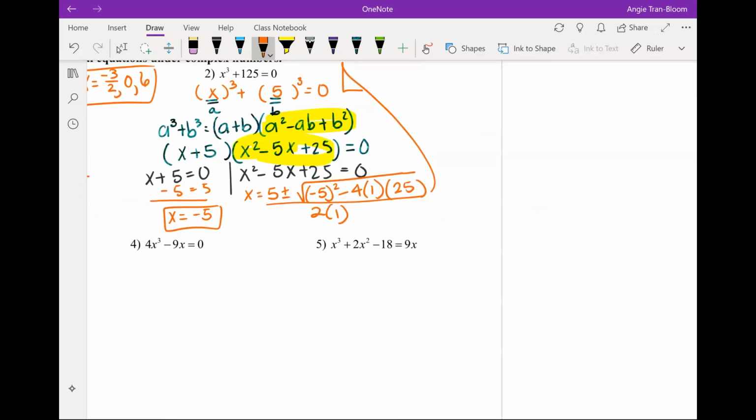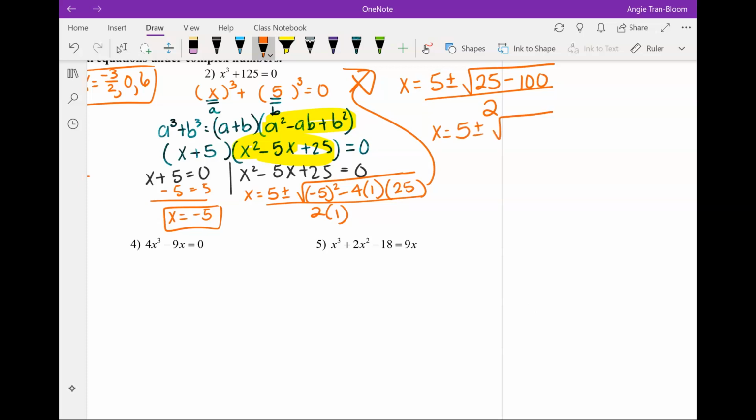Okay. Now we have to slowly work this out. I'm moving my work up here. 5 plus or minus, okay, quantity, negative 5 squared would give us what? 25. Minus, what's 4 times 1 times 25? Good. All over 2. 25 take away 100. What's that? 75. Negative or positive? Negative. Oh my. There's a negative under a radical. What kind of answer would you get?